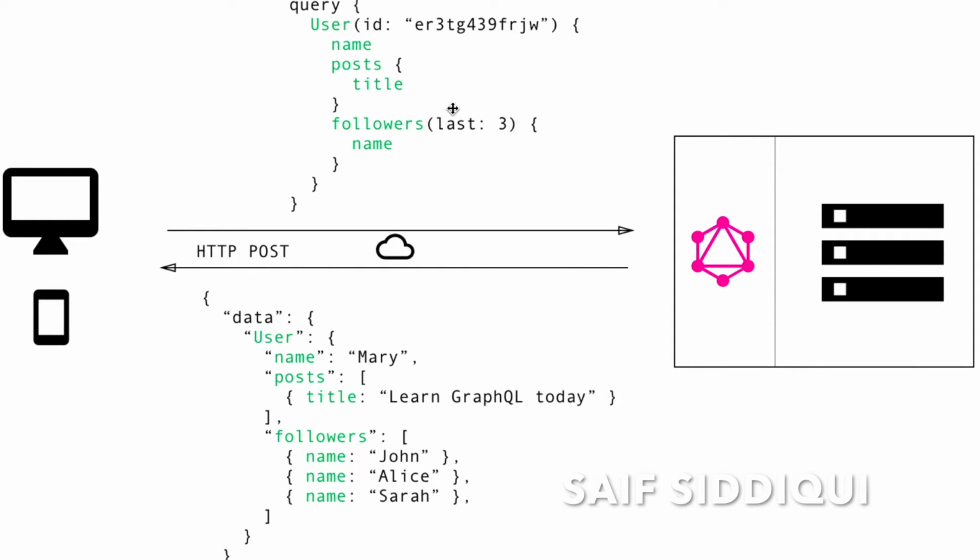So as you can see here, I'm querying an endpoint, and from here I'm getting some data. The data includes user, and in that user I'm passing some ID, which is giving me name, post, title, and followers name. So as you can see, here we don't need to have different endpoint URLs in order to fetch different data.